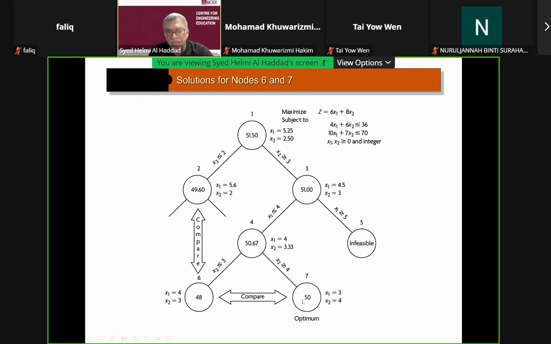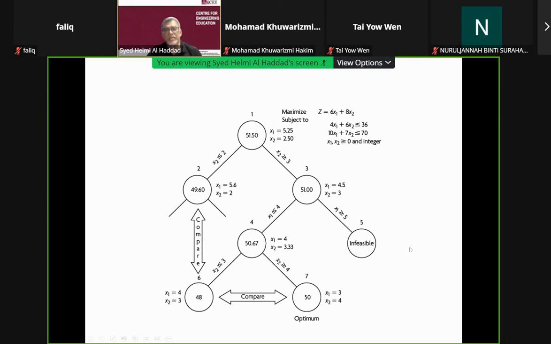In branch 7, you don't have any more decimal points. So x1 is equal to 3, x2 is equal to 4. This is your optimum solution, right? So this is what we call branch and bound. Please go through this again. Make sure you understand how to do this.